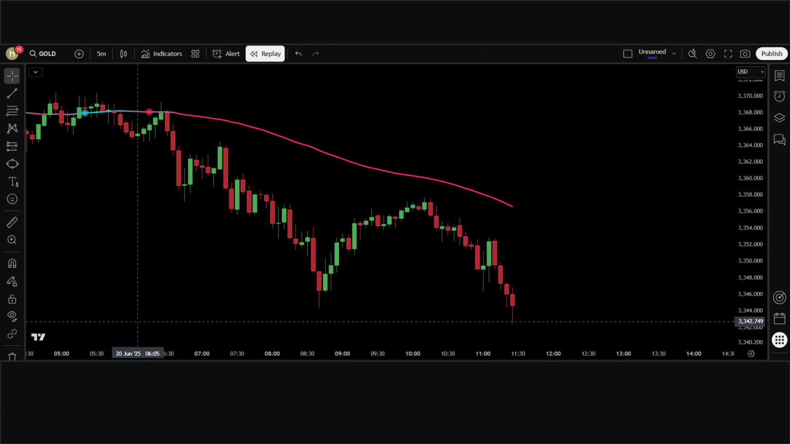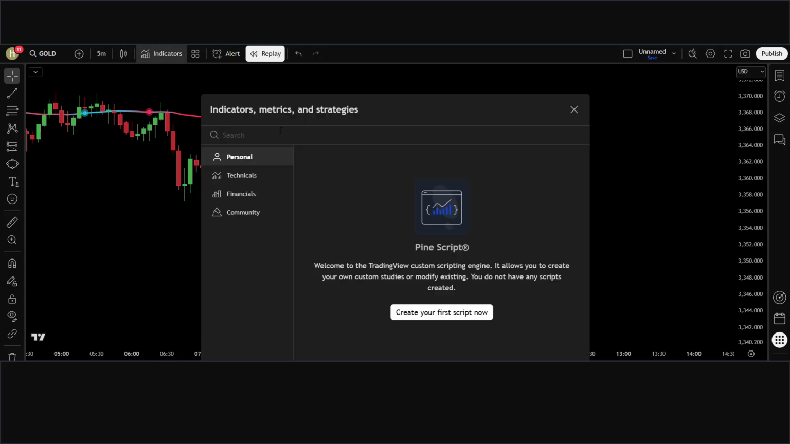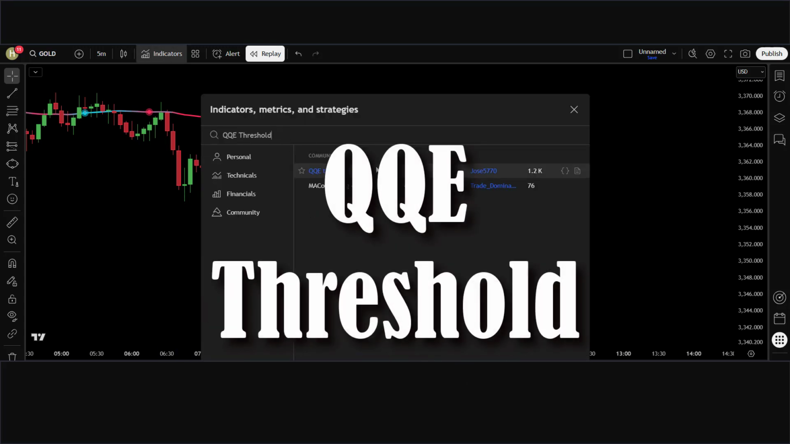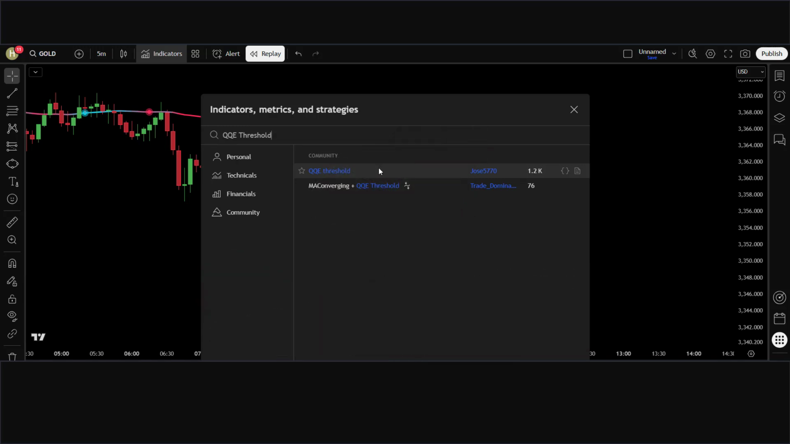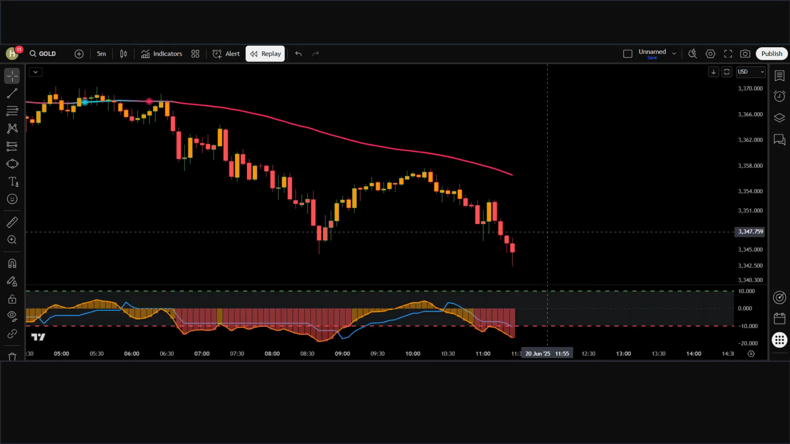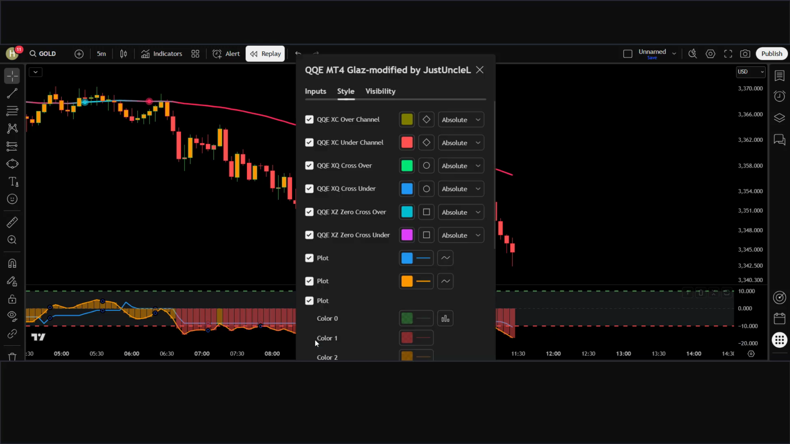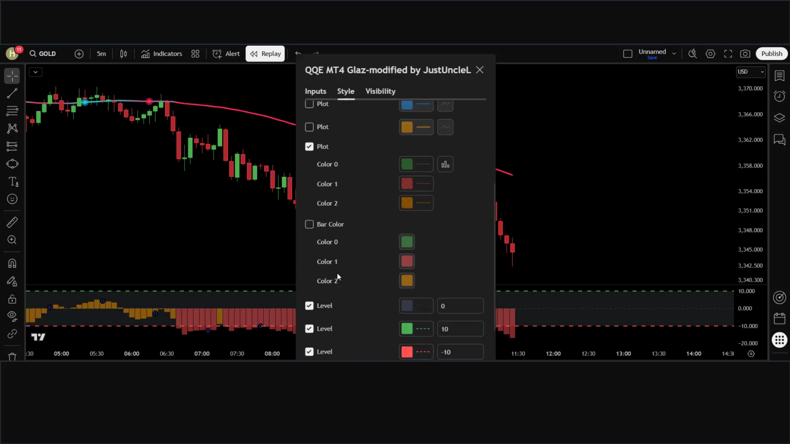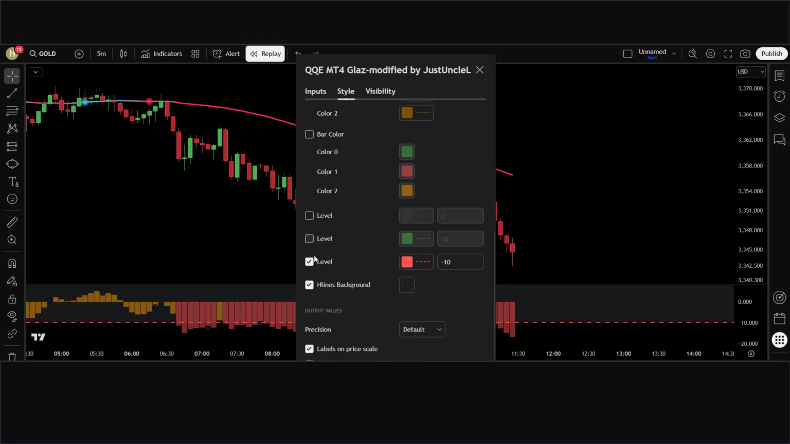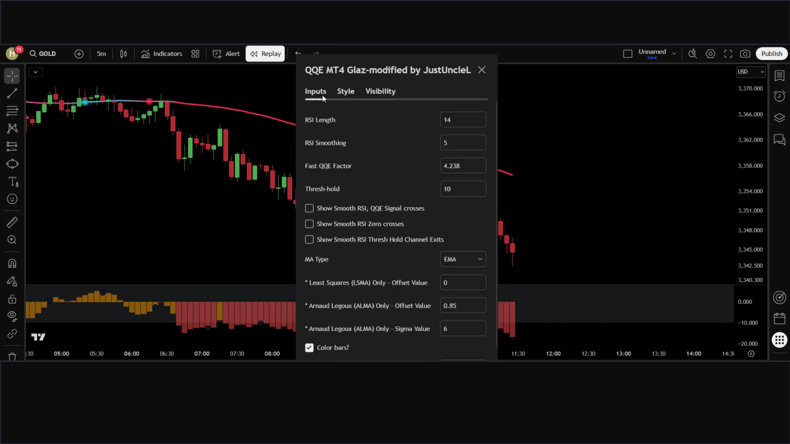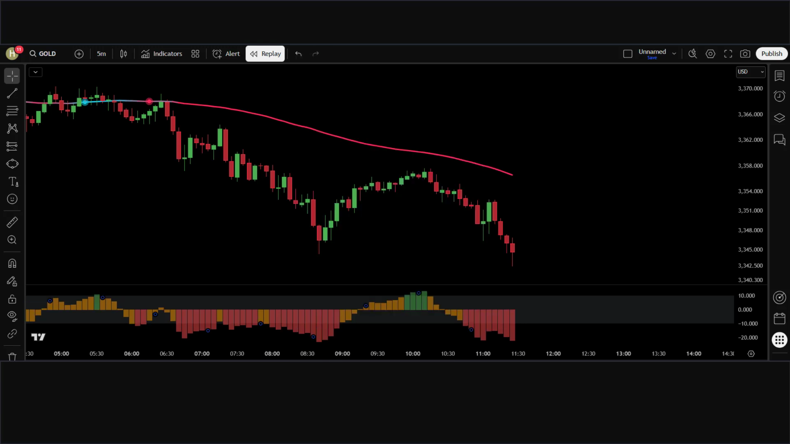After that, we have to apply another indicator on the chart. The second indicator name is QQE threshold. Let's change the settings of the indicator. Hide some options. Now go to the Inputs tab. We have to change this RSI length from 14 to 8. Now our trading setup is completely ready.